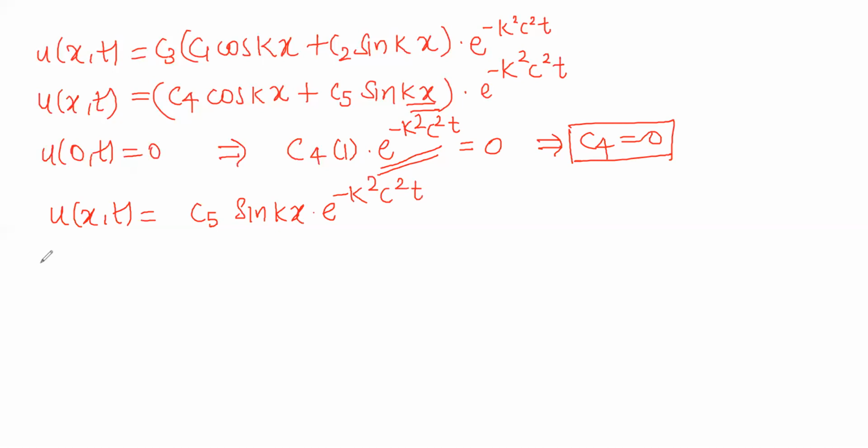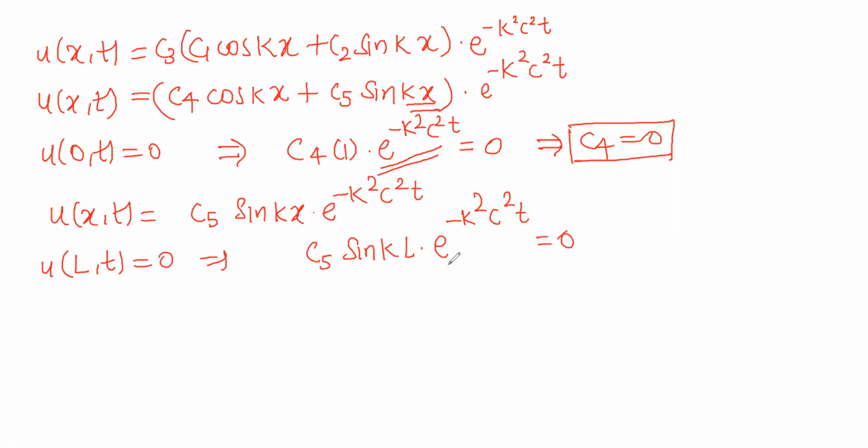Now I'll apply the other boundary condition. So I'll be getting u of L,t equal to 0. I'm sorry, this L was capital. Now apply the condition. So I'll be getting c5 times sine kL and e power minus k square c square t equal to 0. Now again the same thing will come. This exponential quantity cannot be equal to 0, and if c5 is 0, then we get again a trivial solution. So if c5 equals 0, then the solution is trivial.